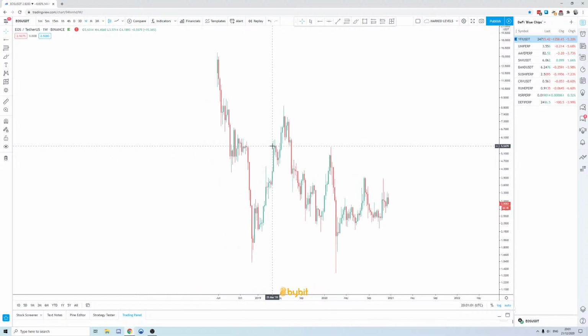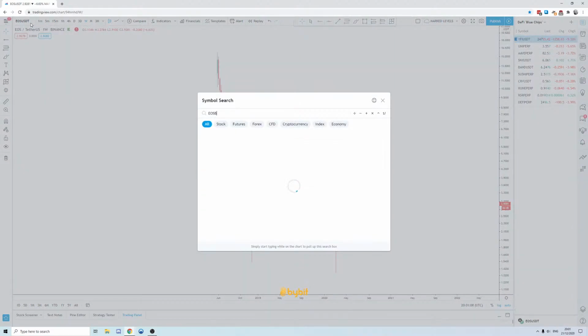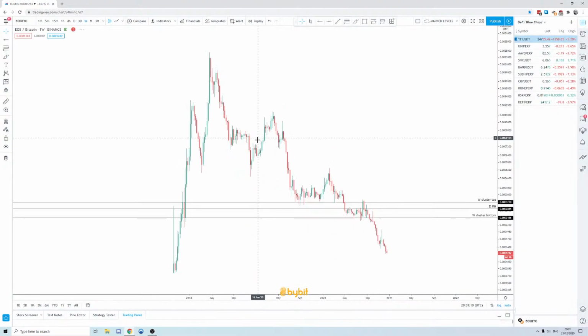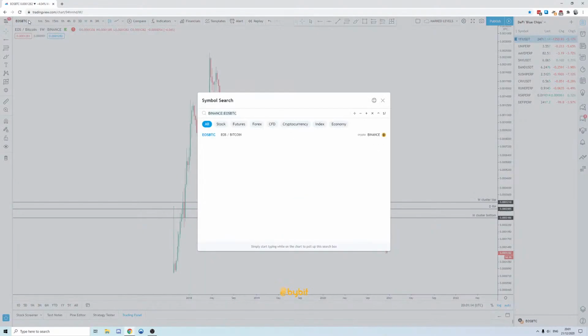I don't have much to say for EOS. I think the Duck has some views for EOS, I personally don't. The Bitcoin pair looks abysmal for the time being, if memory serves correctly. Yeah, there's not much going on. Oh, and XRP. I think we'll finish off on XRP.